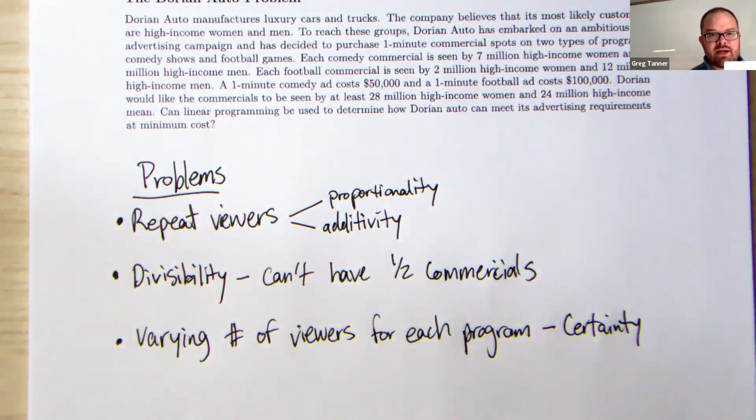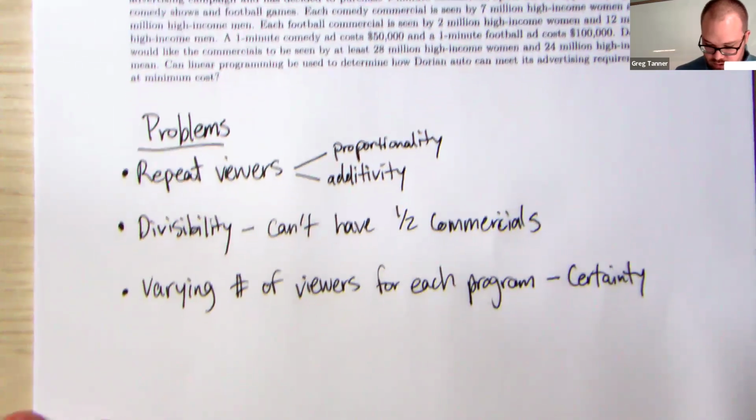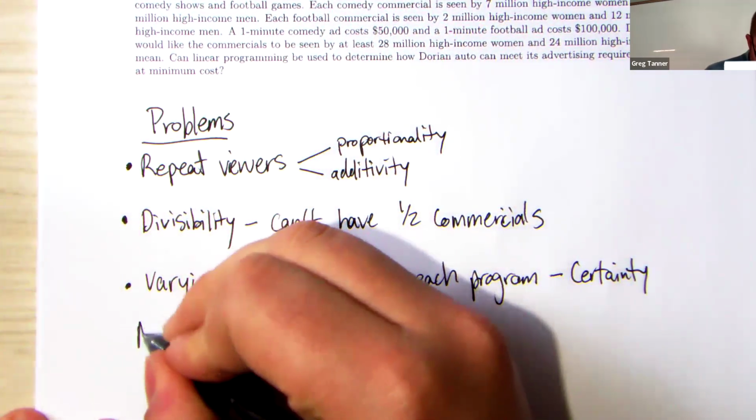And so we might, as we'll talk about next semester in decision analysis, have to think about this probabilistically and think about the distribution that we get of viewers for each of those time slots and think about it that way. Okay, some modifications.